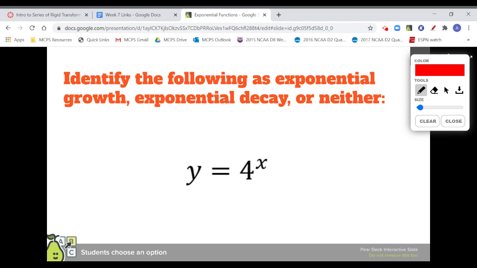But now I have to figure out if it is exponential growth or exponential decay. Remember that for exponential growth, the base is going to be greater than 1. What that means is the number that's being raised to the x power has to be bigger than 1. An exponential decay is going to happen if that base is less than 1. Here, this base is 4. So I'm going to have an exponential growth.